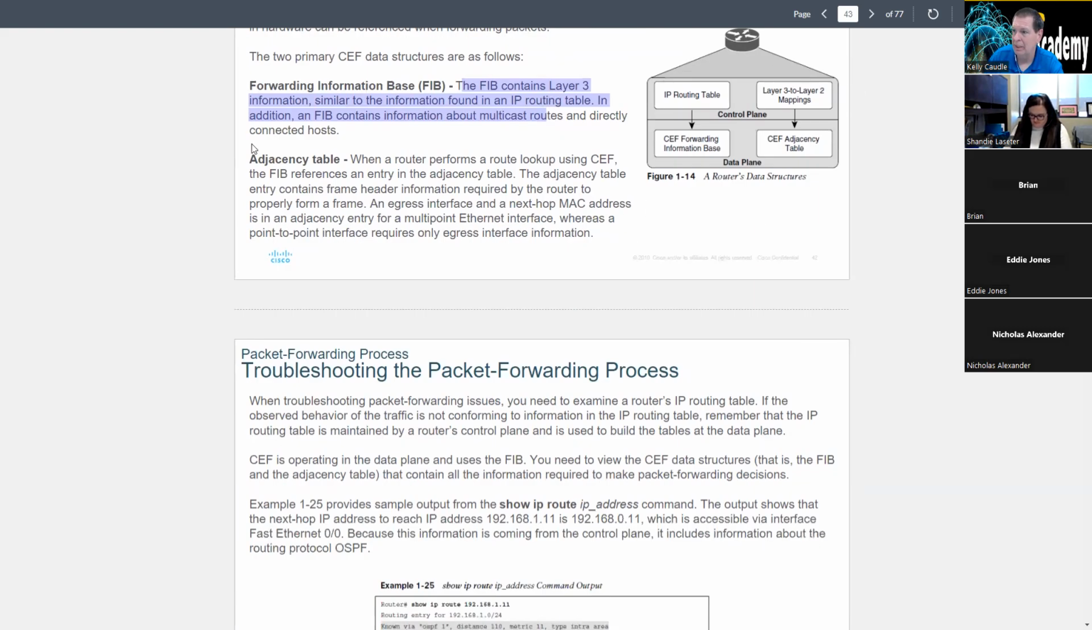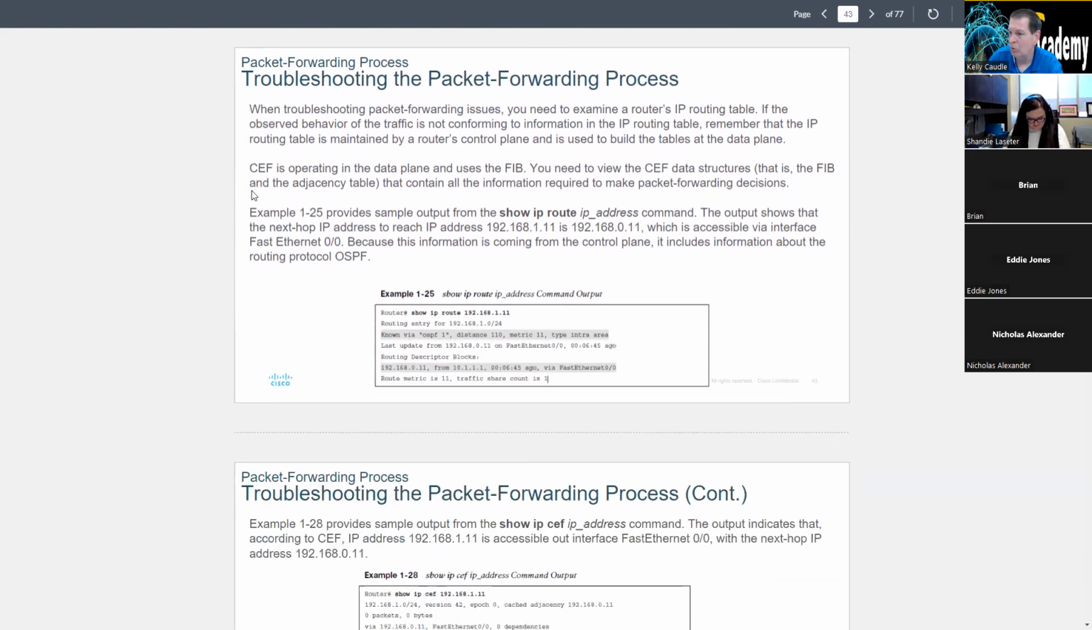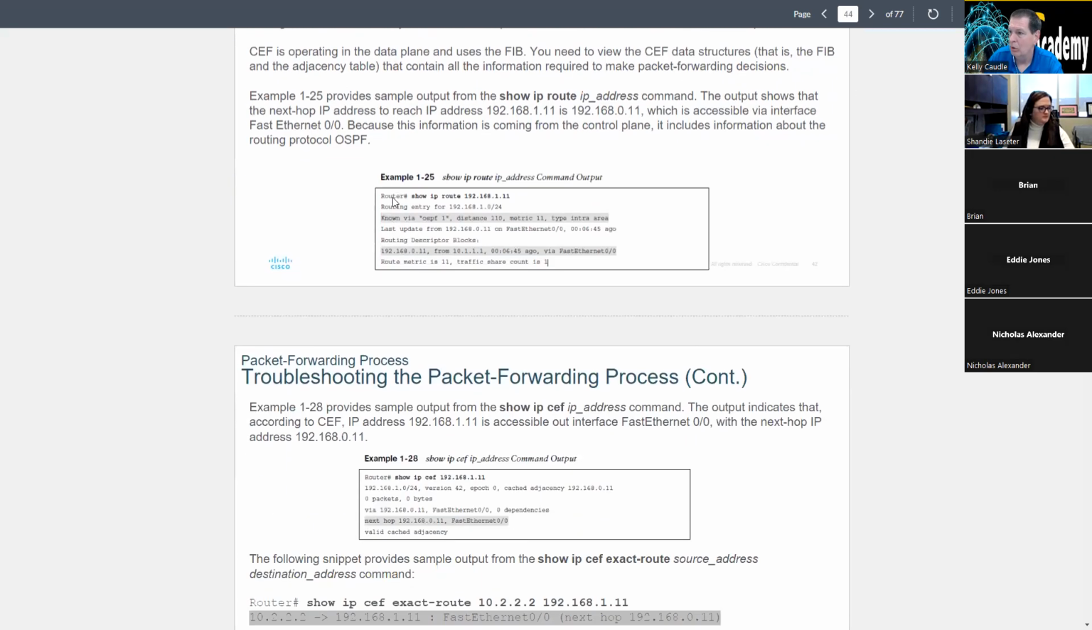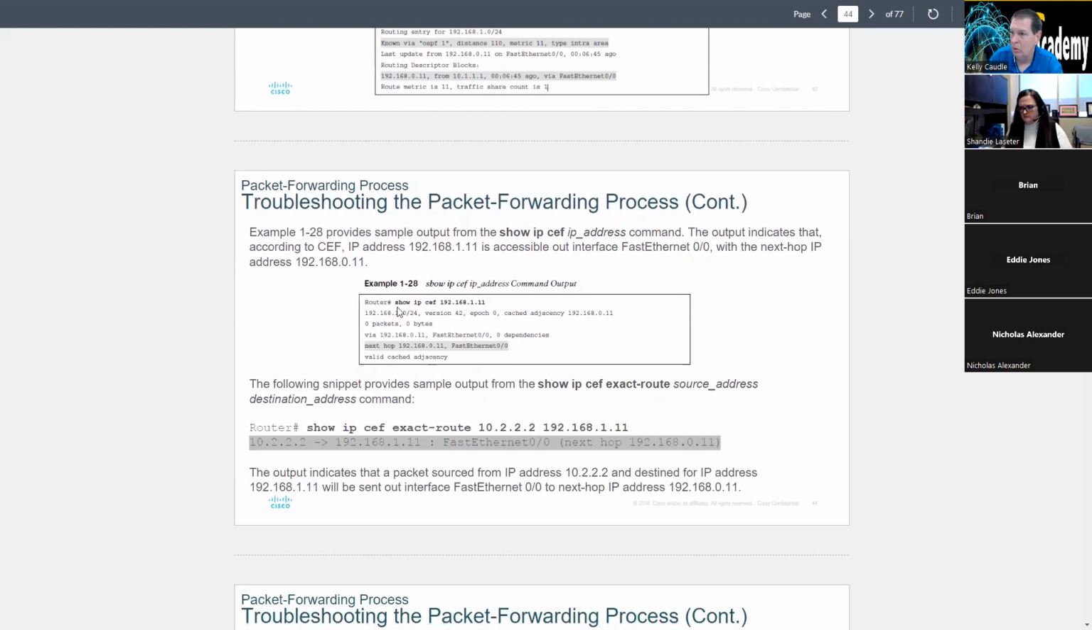That is the FIB and adjacency table that lets you create the routing information and the ingress and egress ports for this information. Now, sometimes when you go to look at a particular destination, you can do a show ip route and then the actual IP address and see how that particular network has been learned. But this is something you want to keep in your back pocket too, and it's this one right here. Show ip cef and then the IP address you're going to, because it will tell you where this network is and how you get to it, and if it has a valid cached adjacency.